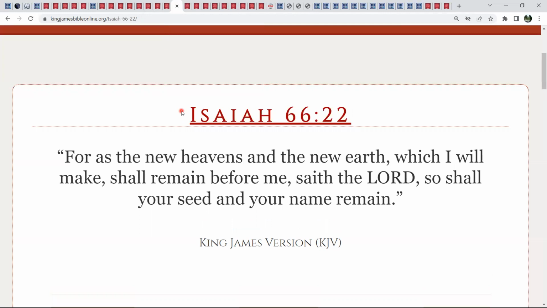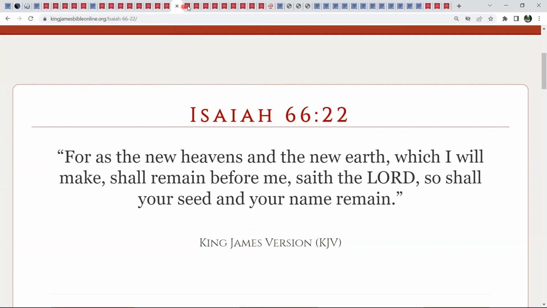Again, another promise, Isaiah 66, verse 22: For as the new heavens and the new earth, which I will make, shall remain before me, said the Lord, so shall your seed and your name remain. This is a beautiful promise of the Old Testament, which we find also in the book of Revelation, chapter 21:1, when John sees the new heaven and the new earth. So there is a promise of the new heaven and the new earth.